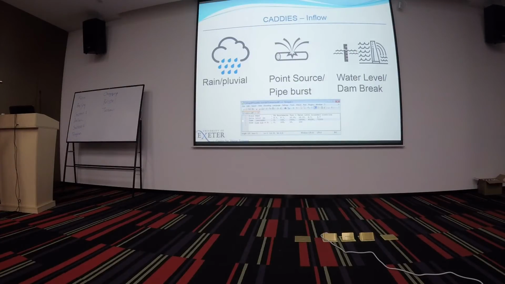Then we have our hydrograph. So this is just a list of times and levels. And finally, we have our area: the top left x and the top left y coordinates, and then the width and the height of that area.